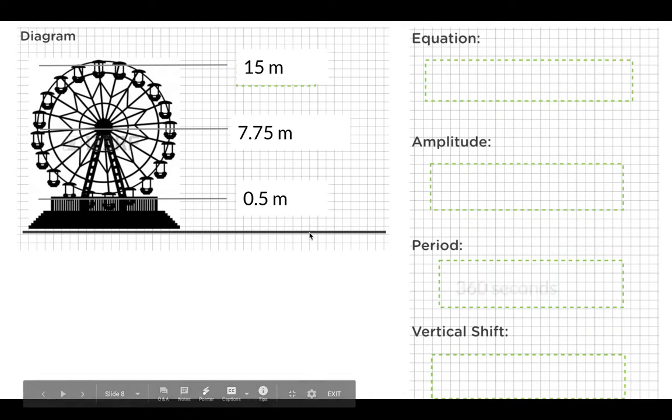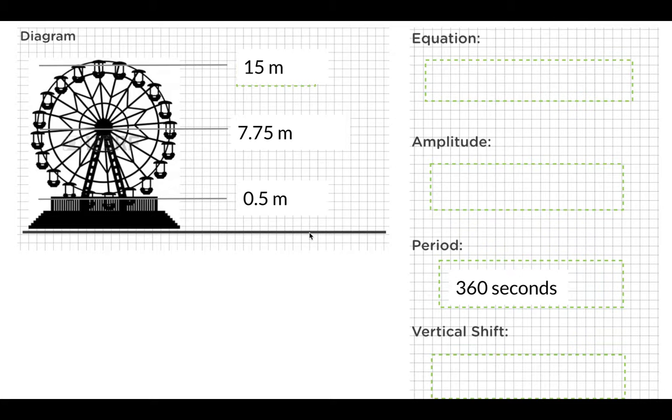Now, let's see. The period was already given in the specifications as 360 seconds. That's the length of one cycle. The vertical shift is talking about how far we are moving the middle of this Ferris wheel up. And we're moving it from the ground, zero, up to 7.75 meters. So I know that's going to be a positive 7.75 meters vertical shift.